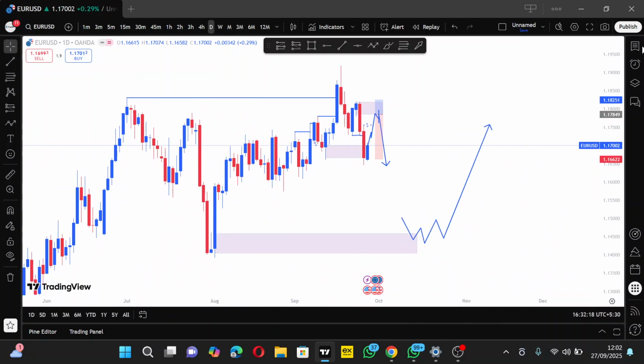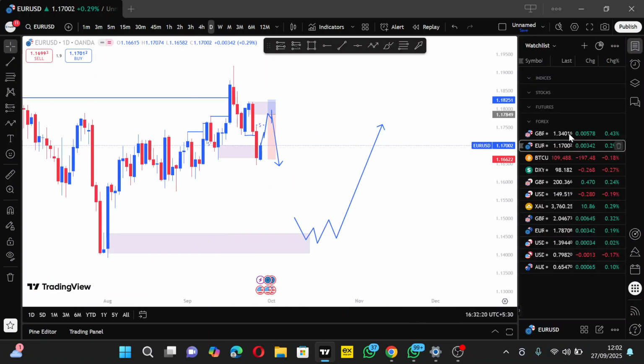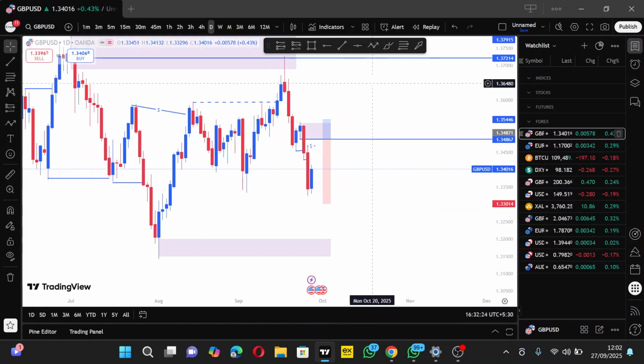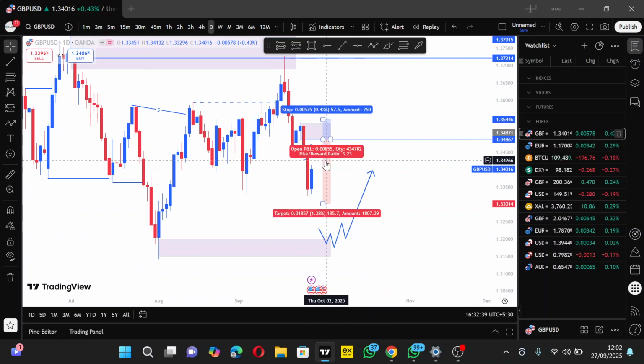Before I'm looking for buys, this is the area that I'm looking to take buys from. Euro USD and GBP USD. GBP USD, this is the area. Before I will say, okay, I'm looking for buys to take again. So these are the areas that I'm looking for buys to take. But for now, we have to keep selling Euro USD and GBP USD.